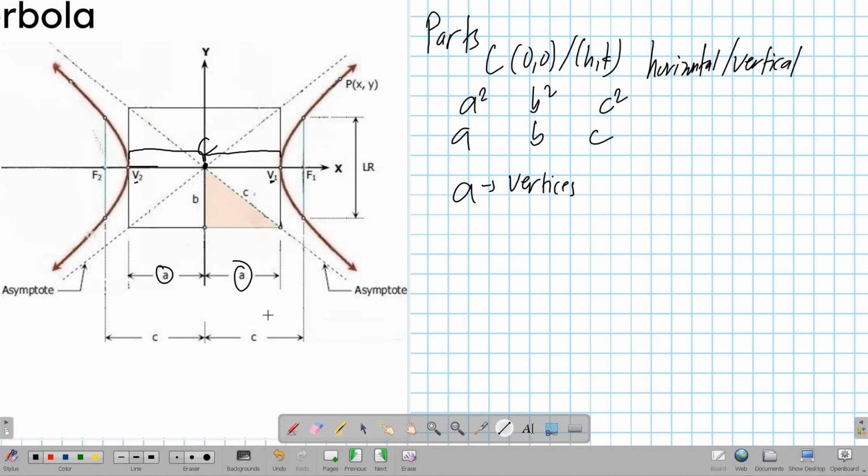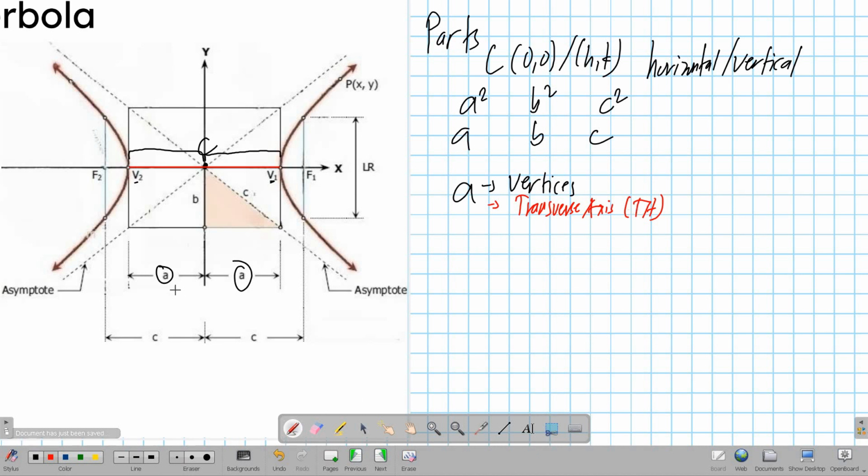Also, this line segment here, which I'm going to make yellow. It's not seen, but maybe let's make it red instead. Here, that line segment that passes through the center with endpoints at the vertices is what we call our transverse axis. In an ellipse, it's the major axis. In the hyperbola, it's the transverse axis.